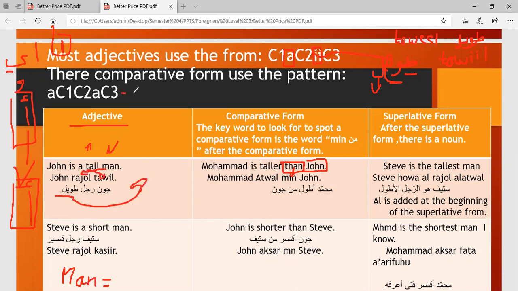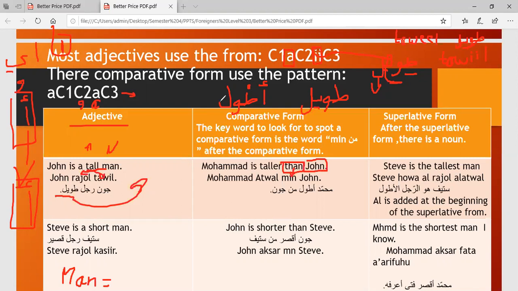Now, how do you form the comparative form from Tawil? To form the comparative form, Yamia, we use this form: A, C1, C2, A, C3. The basic adjective is Tawil. Now we should start with A. What is A in Arabic? We start with A. What's the first consonant in Tawil? The first consonant is ta. The second consonant, Mia? Wa. You have to use wa and A to make it a short sound. C3, Mia? Atwal. Yes, it's Atwal. Clear?